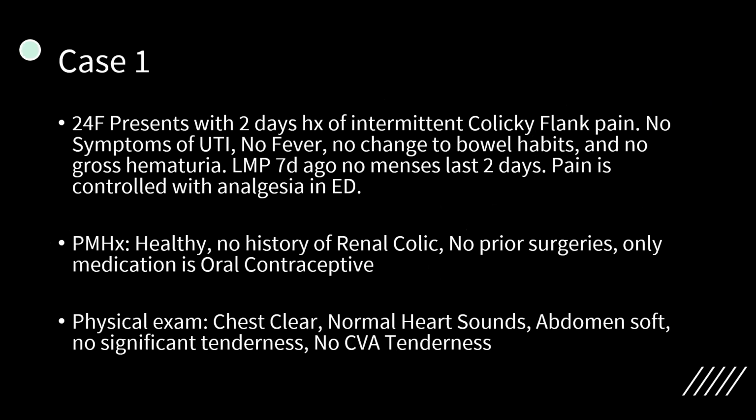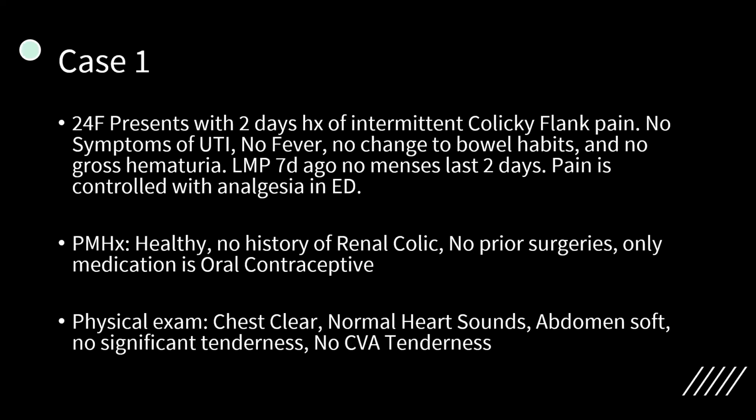So the first case is a 24-year-old female. She presents to the emerge with 2 days of intermittent colicky flank pain, no symptoms of UTI, no fever, no bowel symptoms, and no gross hematuria. She started her period 7 days ago, but she hasn't had any bleeding for 2 days. And when she comes to the department, you really do suspect renal colic based on her history. You give her some analgesia, and she actually improves with that. Her pain's under decent control.